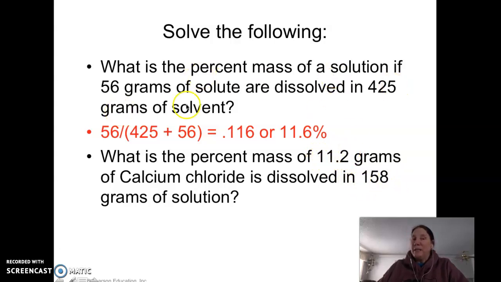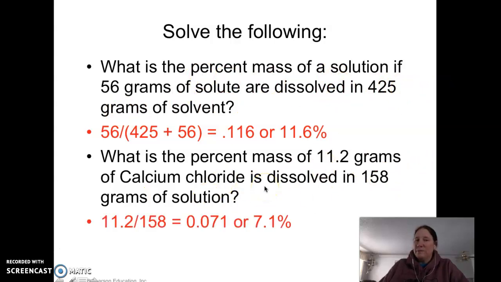I don't have to add them like I did here because they're not listed separate. They give me the mass of the solution. So again, I get 0.071, I move the decimal over to 7.1% calcium chloride in the solution. So that's when you're doing percent mass, these are the easiest problems.